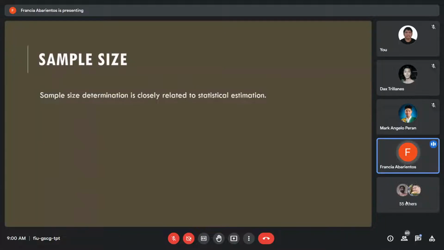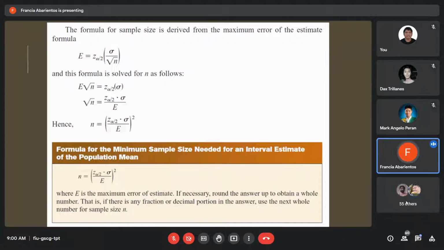Paano if hindi sa atin given yung sample size? Okay, so sample size determination is closely related to statistical estimation. Why? We can make use of this general formula in finding the sample size for an interval estimate of the population mean. Okay? Ito ba, class? This is the margin of error. Diba? Balikan nyo. This is the margin of error.